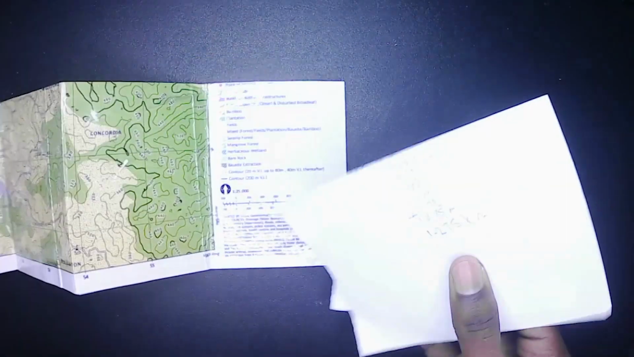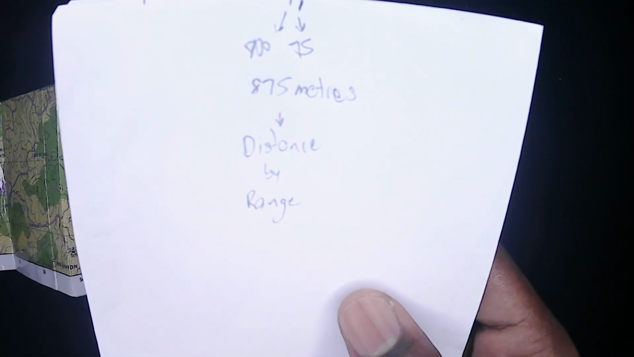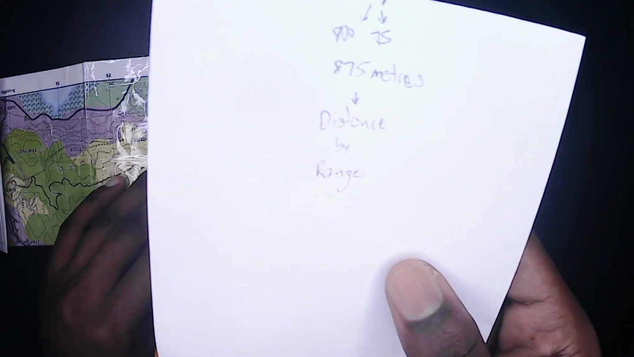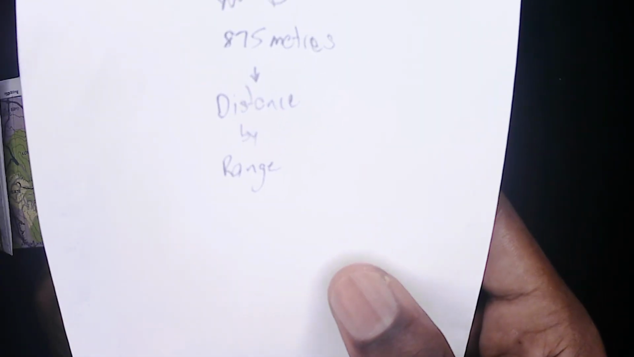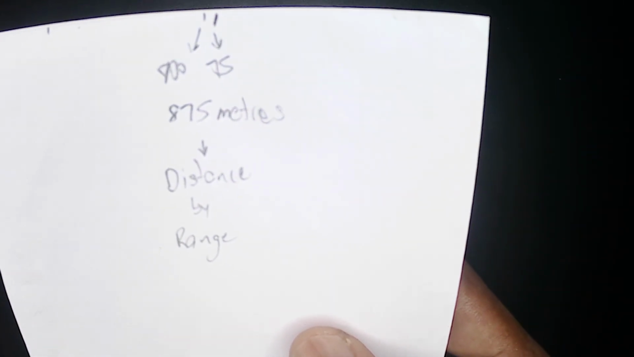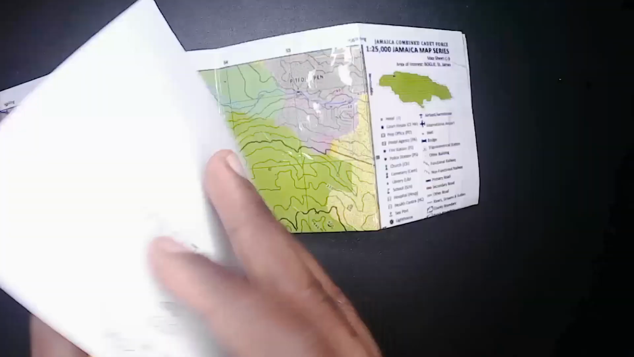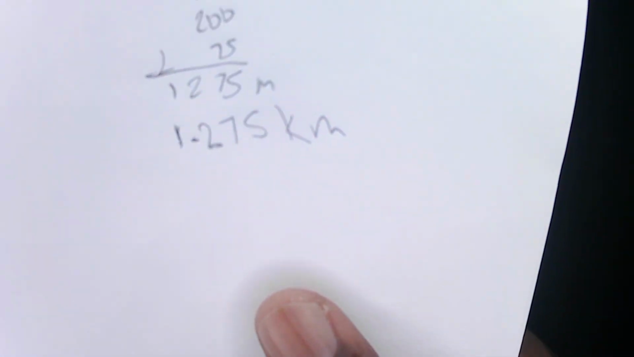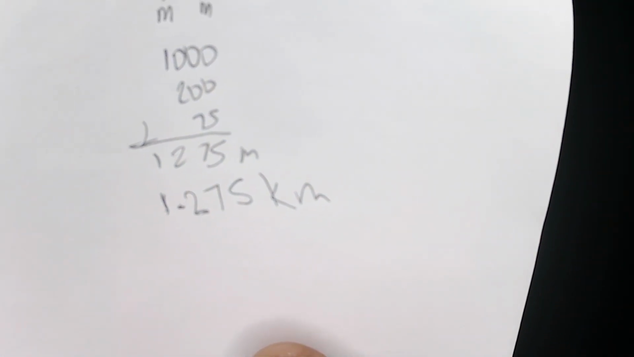So the distance by range for the points, the school in Gordon's Crossing to the point I chose in Ramble Pen, is 875 meters. The distance by road, however, is 1.275 kilometers.